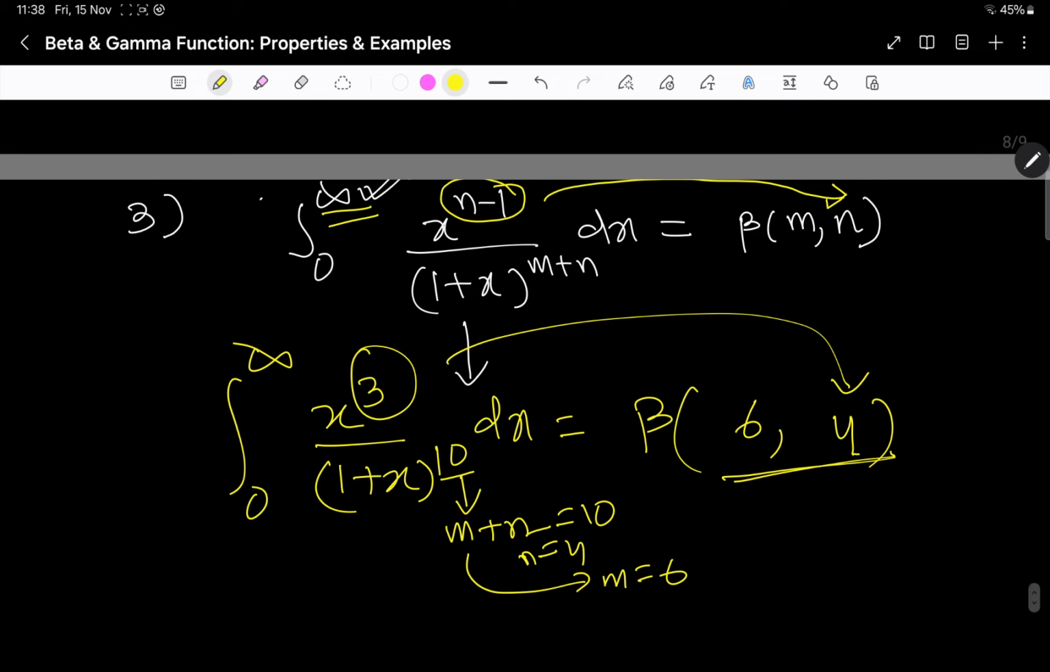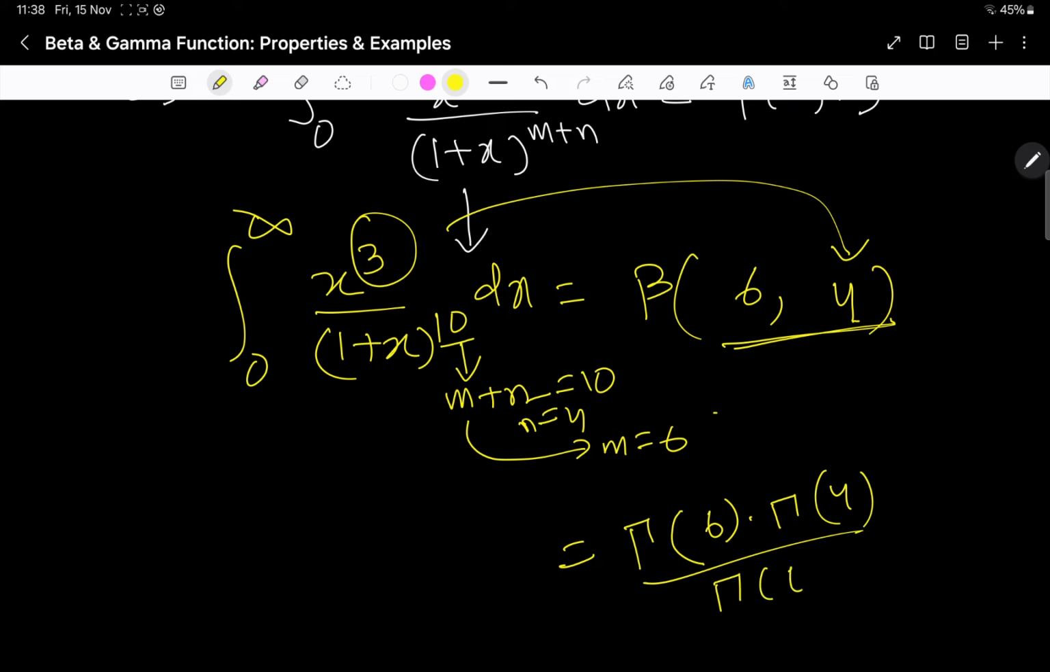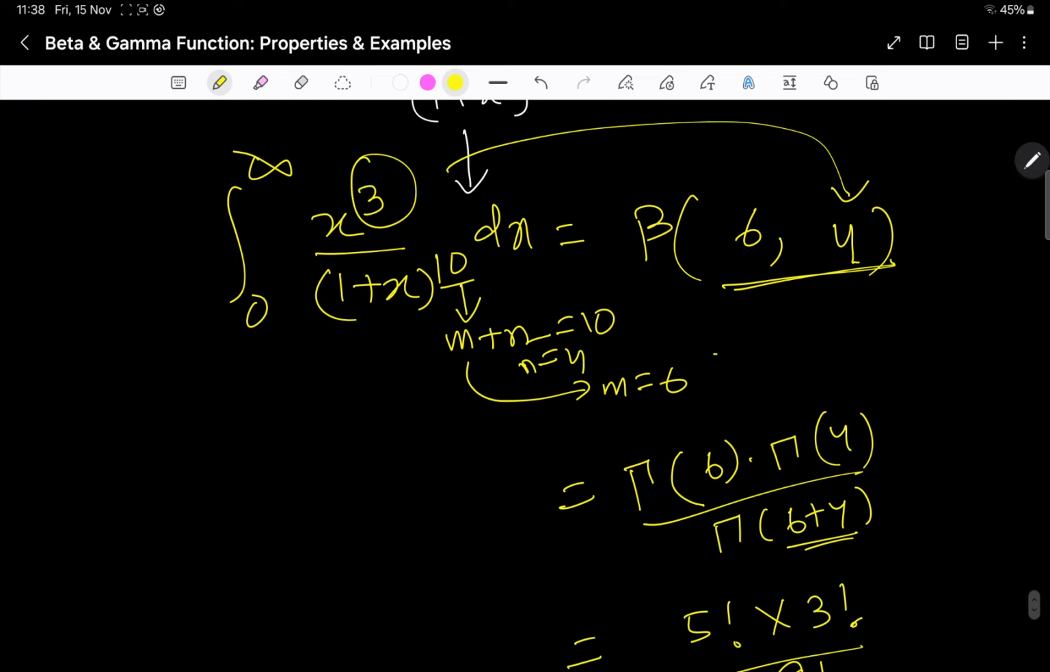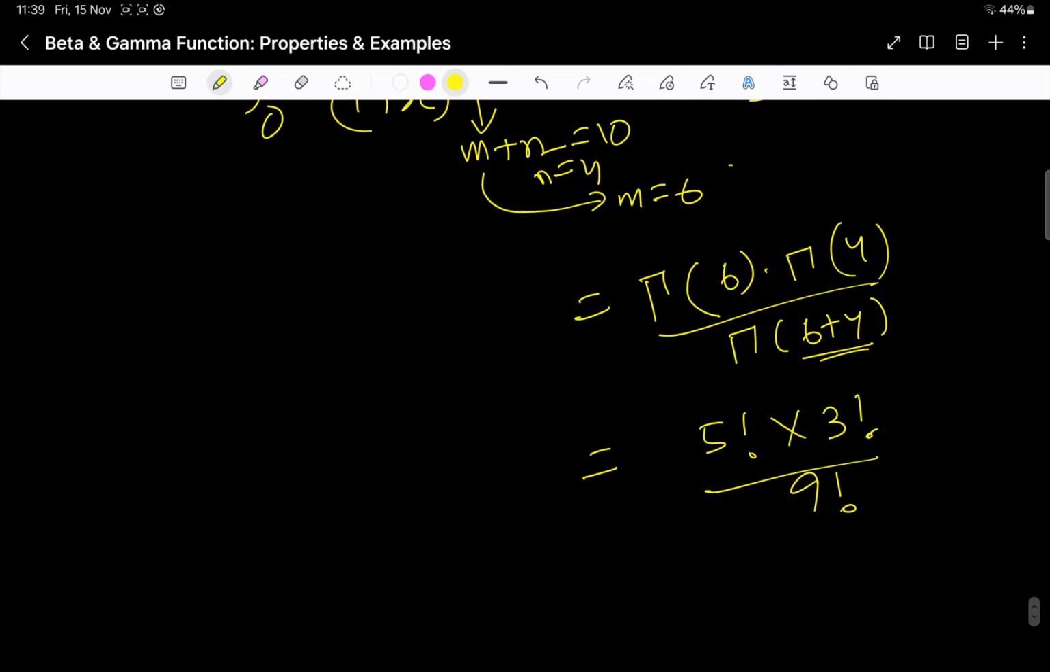Then you can apply it. This is gamma m into gamma n divided by gamma m plus n, that is gamma 6 into gamma 4 divided by gamma 10. So this is equal to 5 factorial into 3 factorial, and gamma 10 is 9 factorial. Clear? So I can apply this property to solve one more problem.